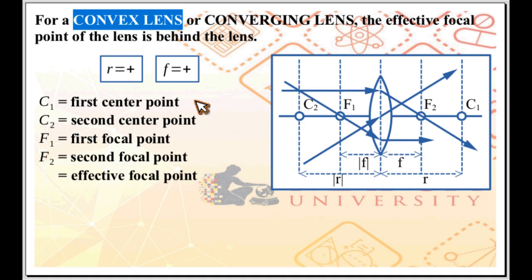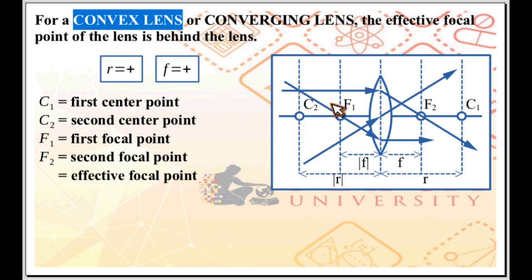C1, the first center point, is on the same side as F2, behind the lens. And C2, the second center point, is on the same side as F1, in front of the lens. And C2 is the same distance from the lens as C1.